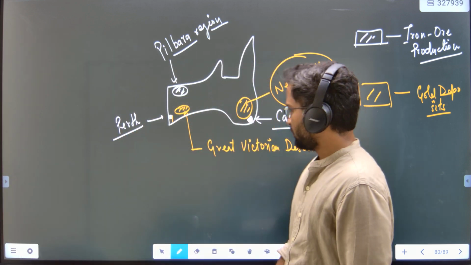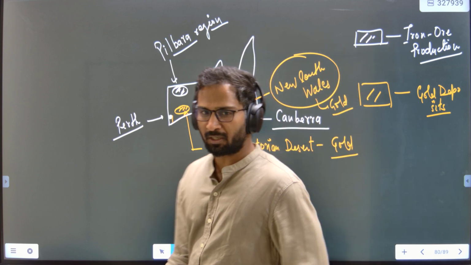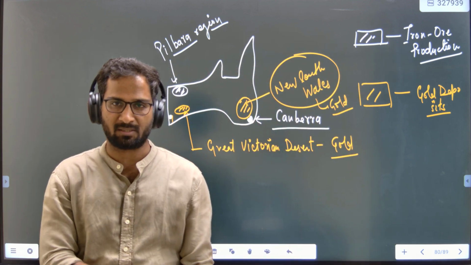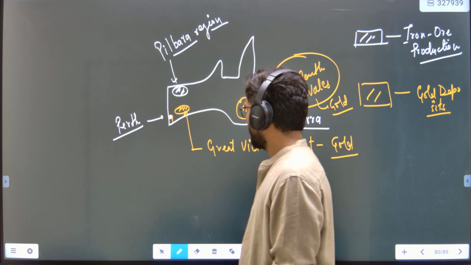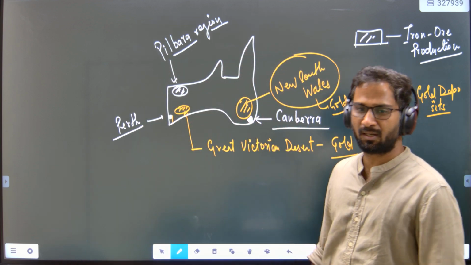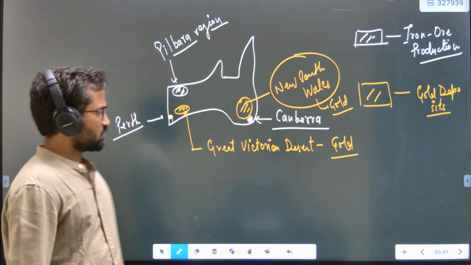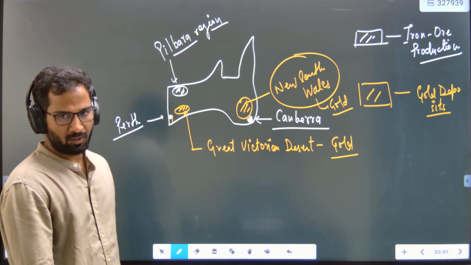So obviously in the resources we are not talking about the forestry, the water resources, hydroelectric resources. We are mainly talking about the mineral resources. So this was about the resources found in Australia.